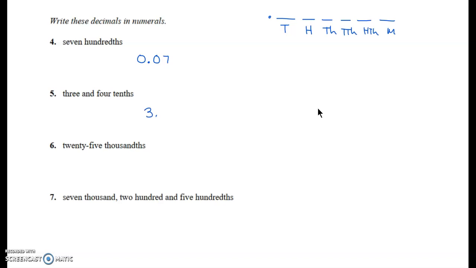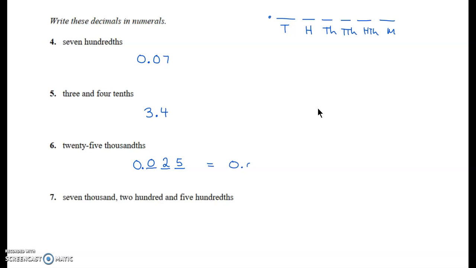For number 5, I have 3 and 4/10ths. Tenths is my first position, so my 4 is going to go in the tenths place, 3.4. Number 6, 25,000ths. Okay, so here I might want to make my positions. The further out you go, the better the strategy is. So tenths, hundredths, thousandths, that's my third position. I only have 25, so that's going to end up in the thousandths place, and I'm going to fill in that extra spot with a 0.